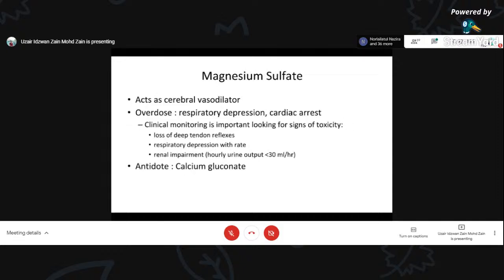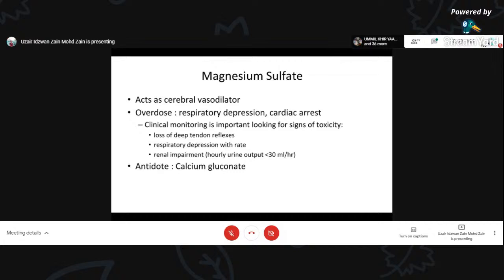So this is magnesium sulfate. It acts as a cerebral vasodilator. It's different from diazepam or lorazepam. Diazepam and lorazepam reduce the cerebral firing and neurotransmission. So magnesium sulfate acts as a cerebral vasodilator. That's all. So if we give a magnesium sulfate overdose, what we have to monitor is respiratory depression and also cardiac arrest.